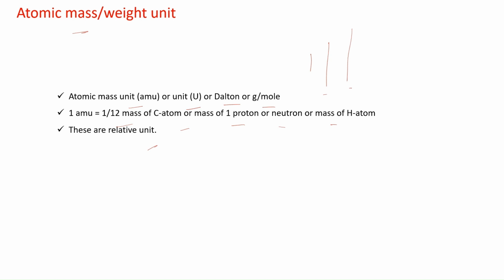So similarly, this atomic mass or weight unit, these are also relative units. We compare, right? Here it is written 1 AMU is equal to 1/12 the mass of a carbon atom. Correct. So we are comparing it with carbon. The mass of any element, we are comparing with the mass of carbon, 1/12 the mass of a carbon.